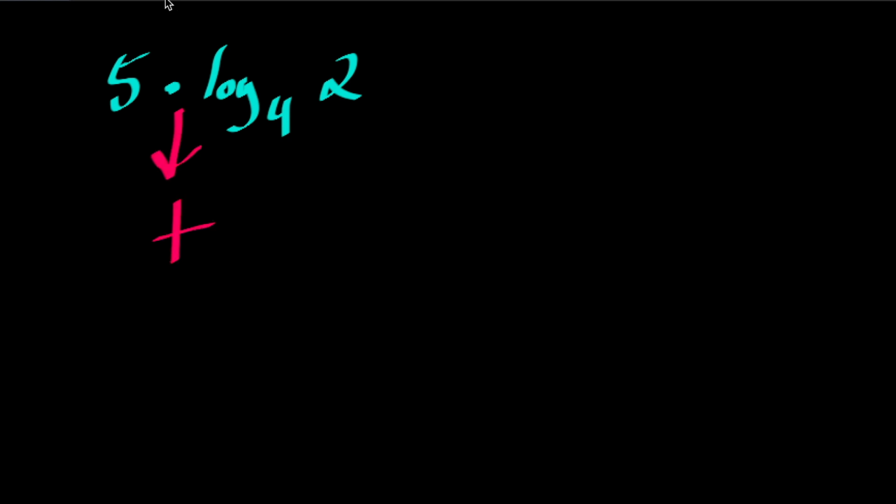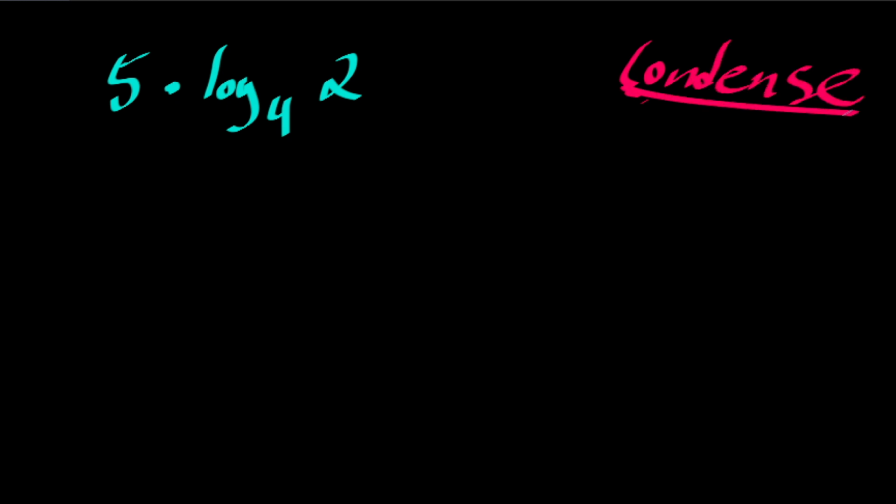So let's practice this real fast. So let's say we have 5 times log base 4 of 2. Now, we don't have any adding or subtracting or anything. We just have multiplication here with this 5. Now, it's easy to see how someone could think, oh, I'm going to expand this out and make this plus. But we're actually being asked in this part of the problem to condense.